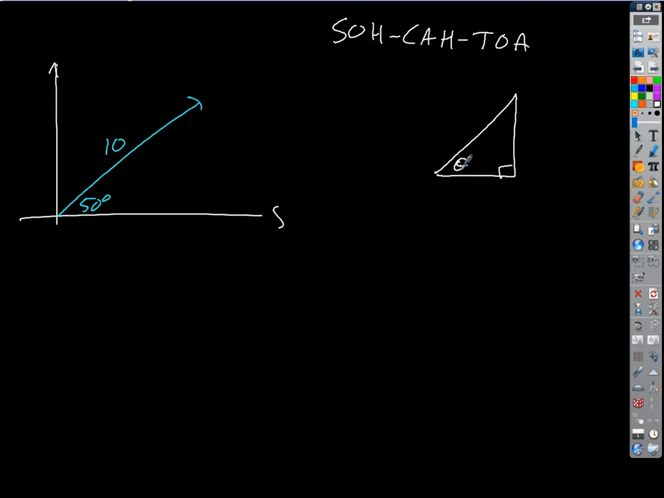So if this is my angle theta, then the side that theta is looking at across the triangle, we're going to define as the opposite side. The side that is next to it, our math word for next to is adjacent. So we're going to say that that's the adjacent side. And the side opposite the right angle we always call what? Hypotenuse.